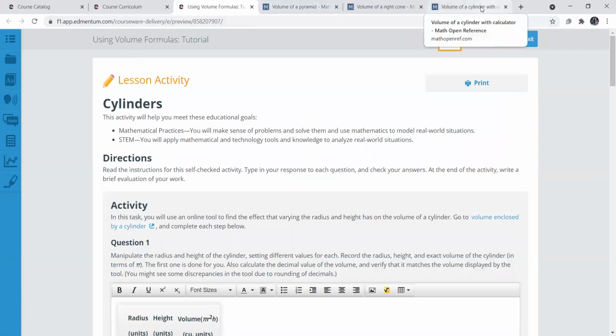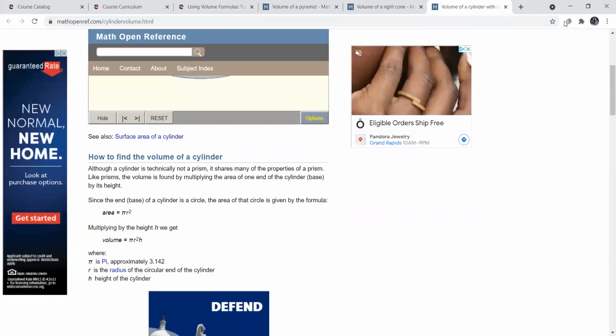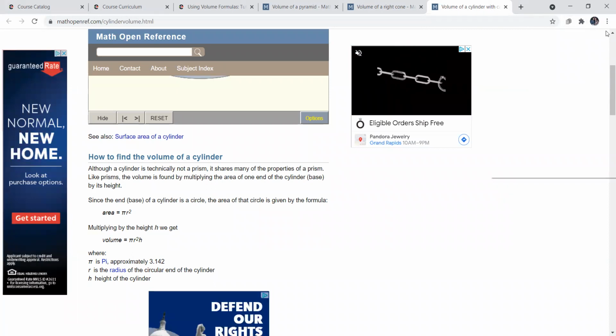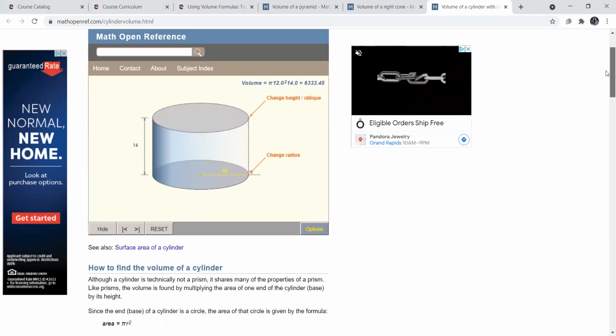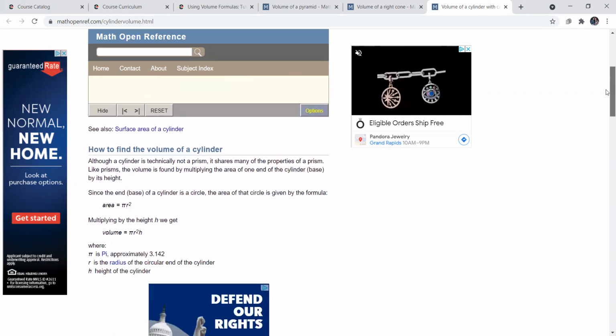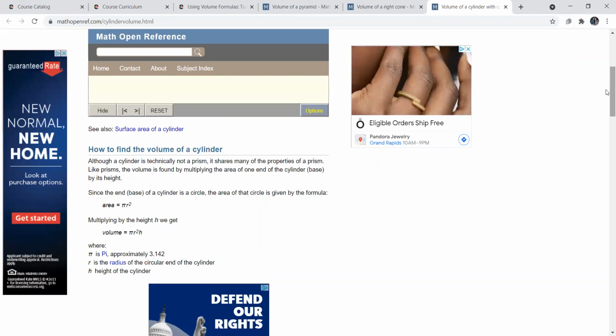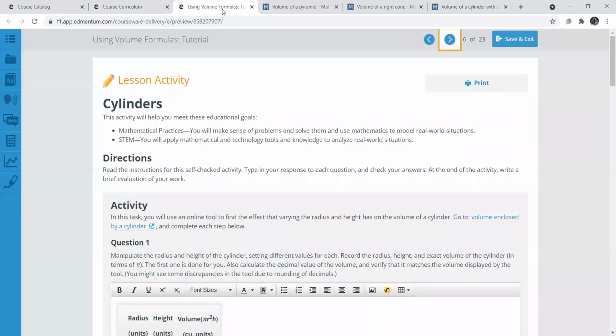We have how to find the volume of a cylinder. Here we go. It shows us a picture right here, and we have the height is 14, radius is 12, and radius is right here, always starting from the center of the circle. And the volume is pi r squared times the height. So that would be pi times 12 squared times 14. And that would get you your correct answer.